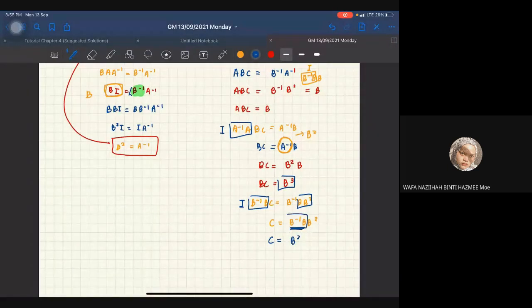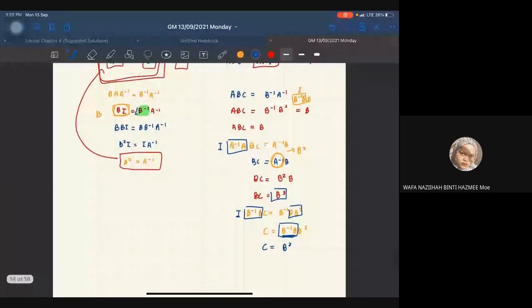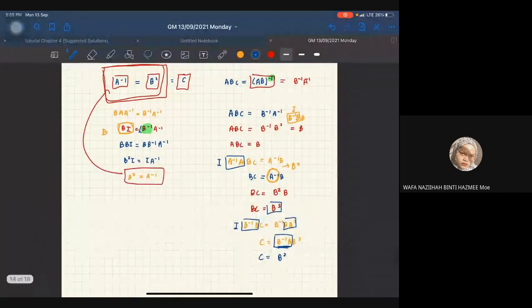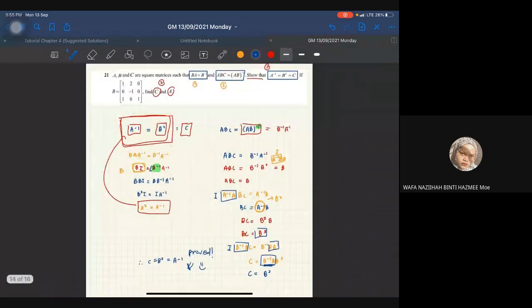Wah, complicated soalan dia. Settle. So, dah proof kat situ. Okay, so kalau tengok dekat sini, maksudnya awak boleh concludekan that you have C equals to B squared and then B squared awak is equals to A inverse. Okay, so proof. Okay, ada soalan tak untuk this one? Saya rasa dia macam a bit berbelit-belit sikit kot.